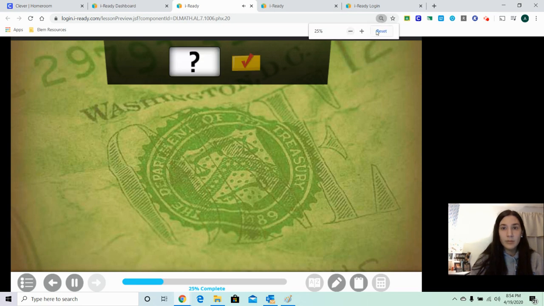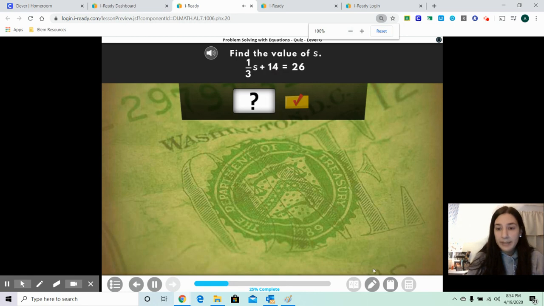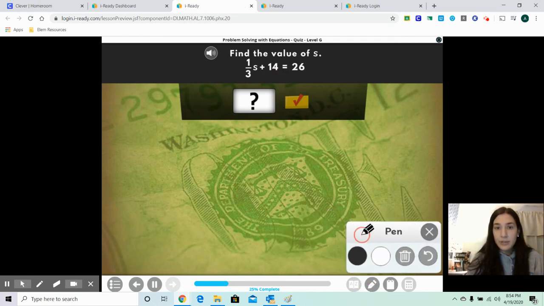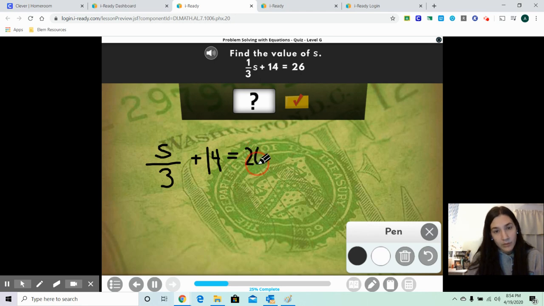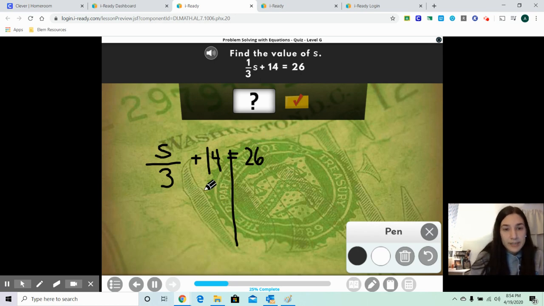Find the value of s. Okay, so let's rewrite this the way iReady taught us to. We're going to pull s up here and write this as s over 3 plus 14 equals 26. Draw our line to divide the equation into two pieces. We have a plus 14, the inverse of addition, subtraction. So we're going to subtract 14 from both sides.